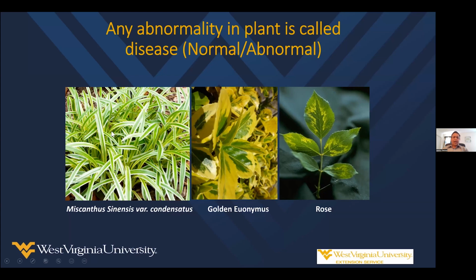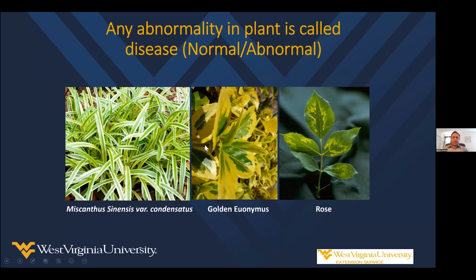But in this slide, I'll give you a second to think about all these three photos. Left-hand side one is miscanthus, Miscanthus sinensis, and in the middle you can see golden euonymus, and then at the right-hand side is rose. So when you think about the left-hand side one and the middle one, it doesn't need an experience with growing plants, but you may have seen it.